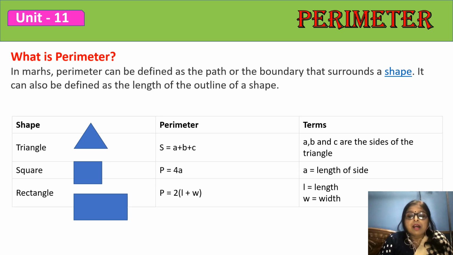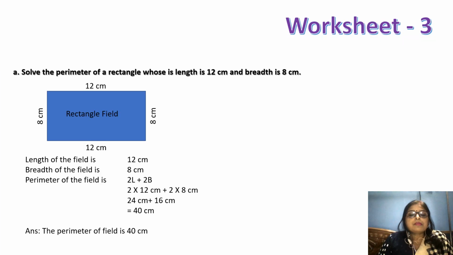Next, we will start worksheet 3. All the sums I have given in the slide. Once again, I am going to discuss them with you. Now, worksheet 3, question A. Find the perimeter of a rectangle whose length is 12 centimeter and breadth is 8 centimeter.